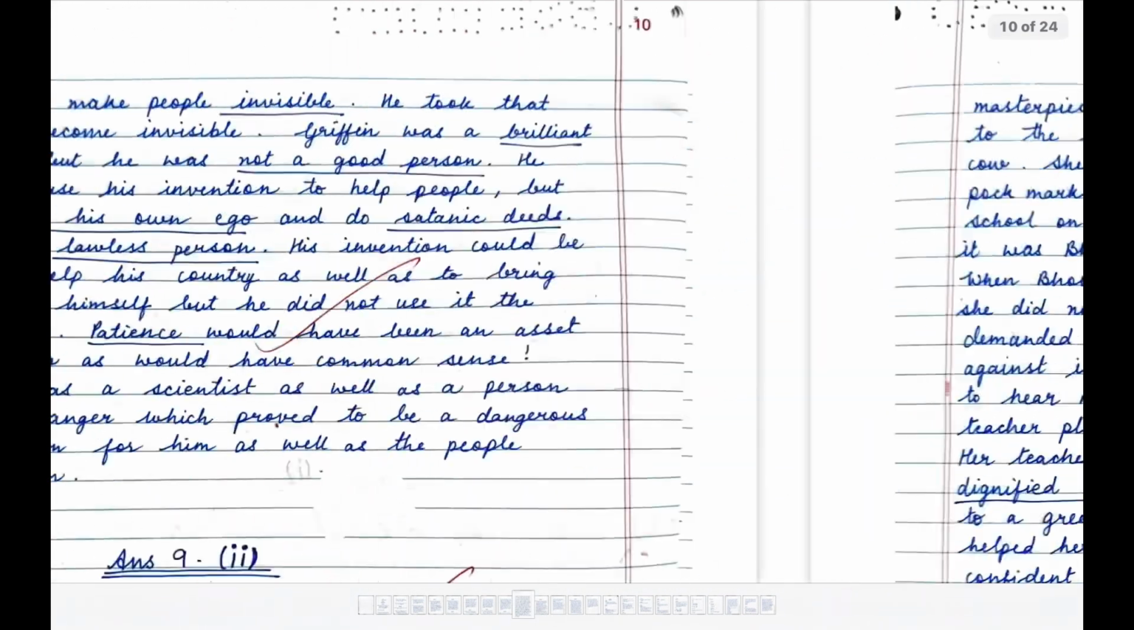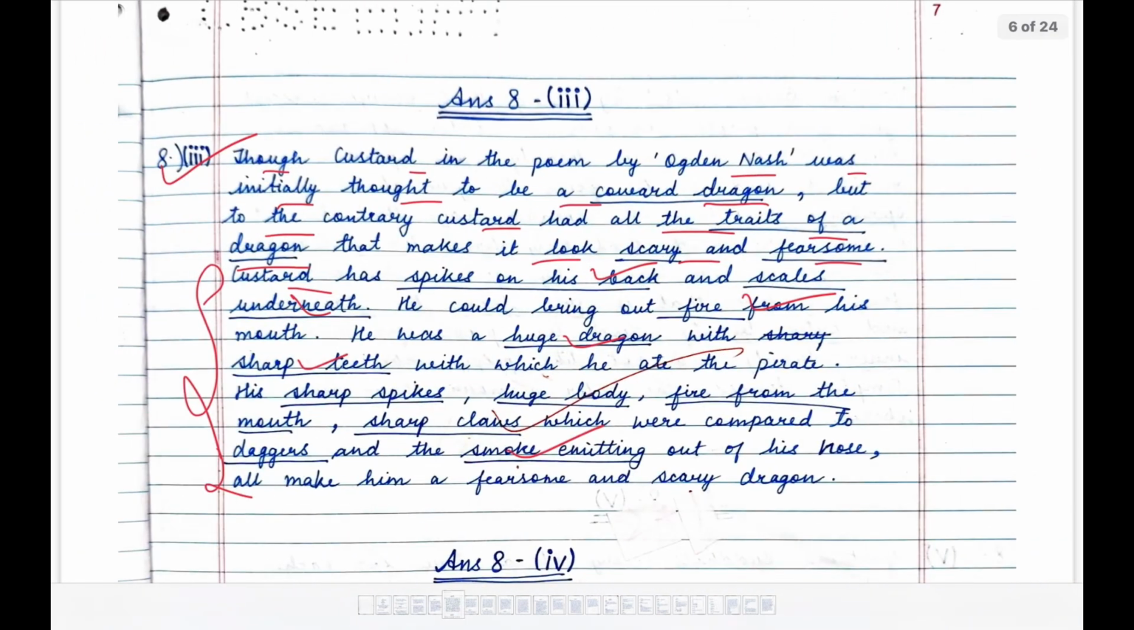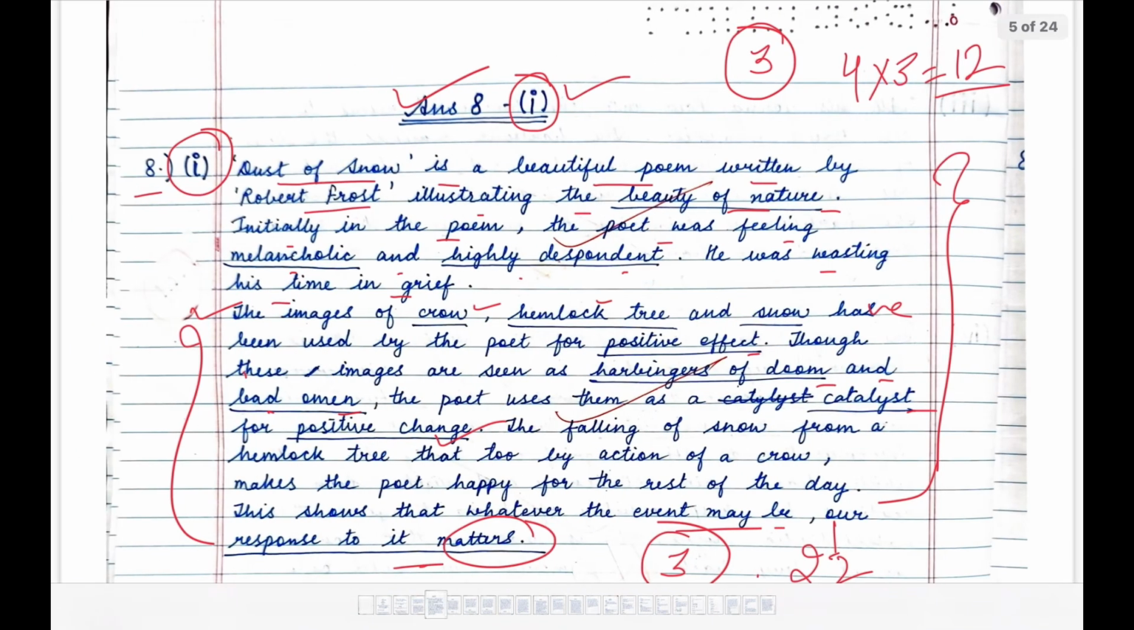Okay, so this is all for today's video. This is the model answer sheet. You can get ideas, you can learn how to answer, you can even use the keywords mentioned in this topper's answer sheet.